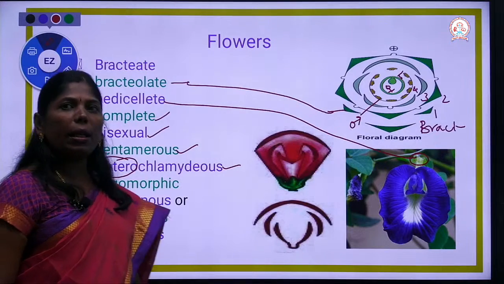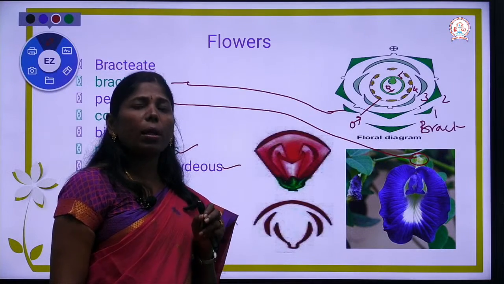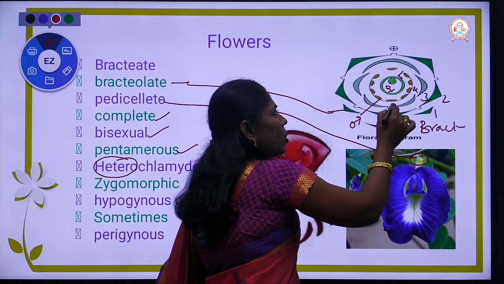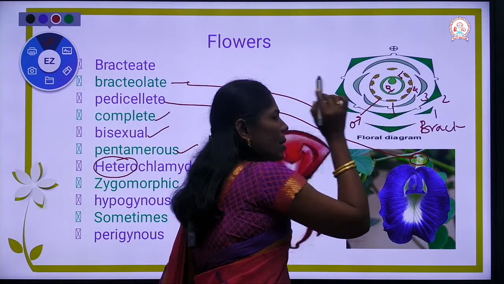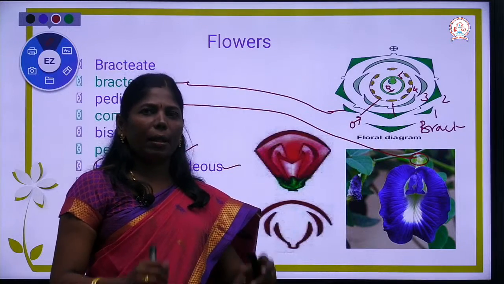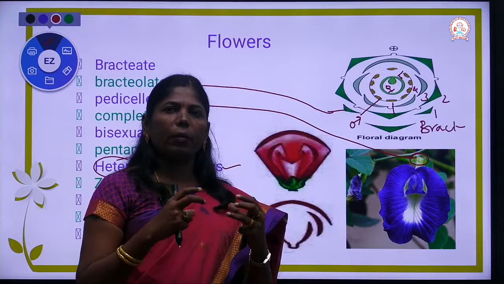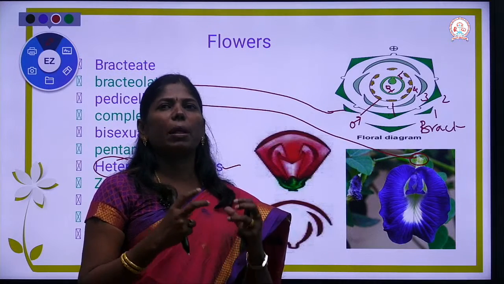Okay, especially in the accessory whorls. So what are accessory whorls? The calyx and corolla, these two together are called the accessory whorls. Okay, because they give support to the sex organs. They have to protect the androecium and gynoecium.